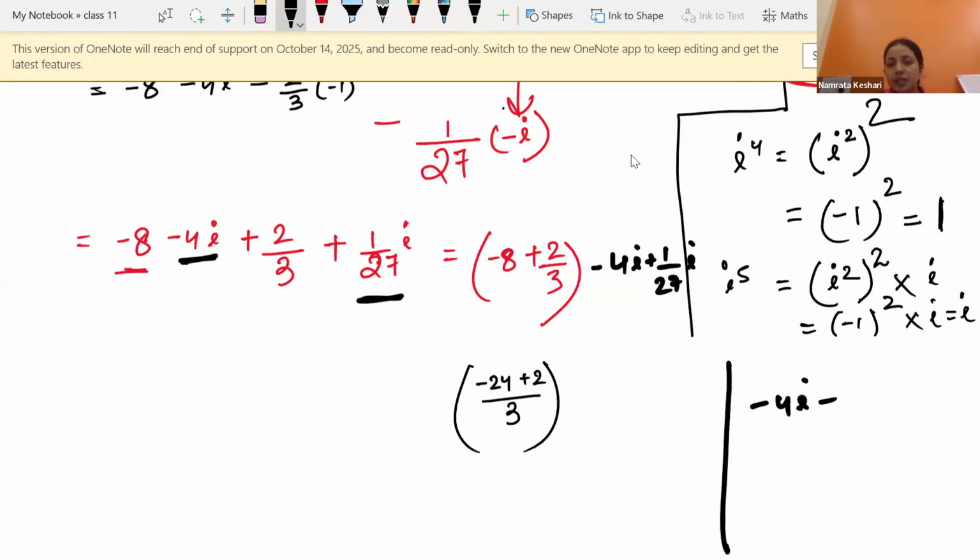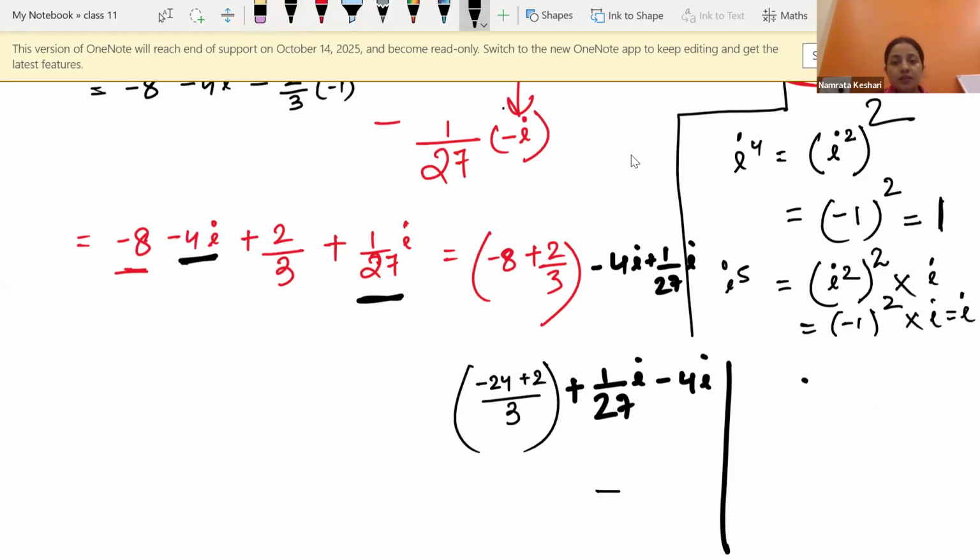Minus 4i plus 1 by 27i. Whenever you are having minus and plus like this, it is better to write the positive number first. Why? Because you will not get confused whether you have to subtract, or which is the bigger number, smaller number, which one is minus, which one is plus. Whenever you are having this type of situation, minus 3 plus a fractional number, the best way is to write the positive number first, then take the LCM over here.